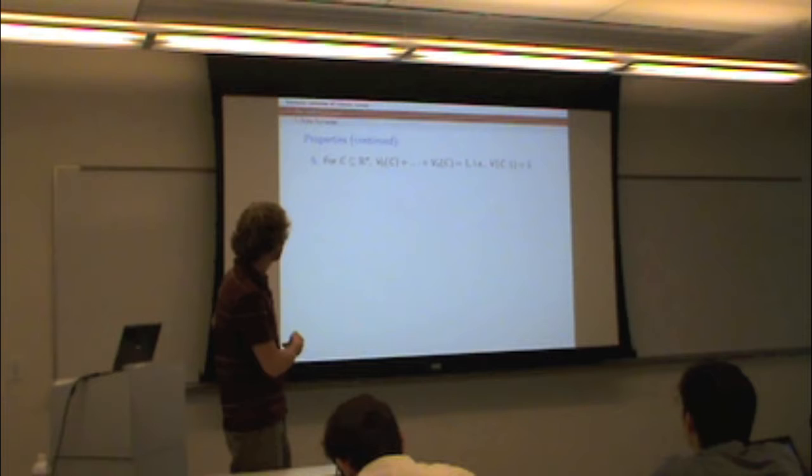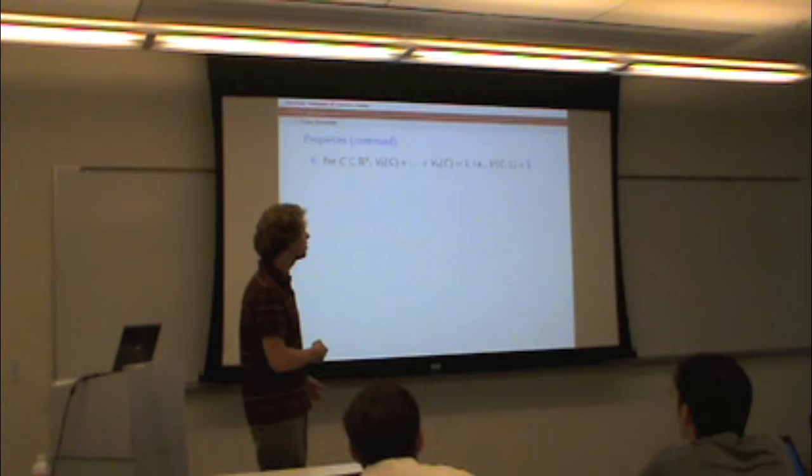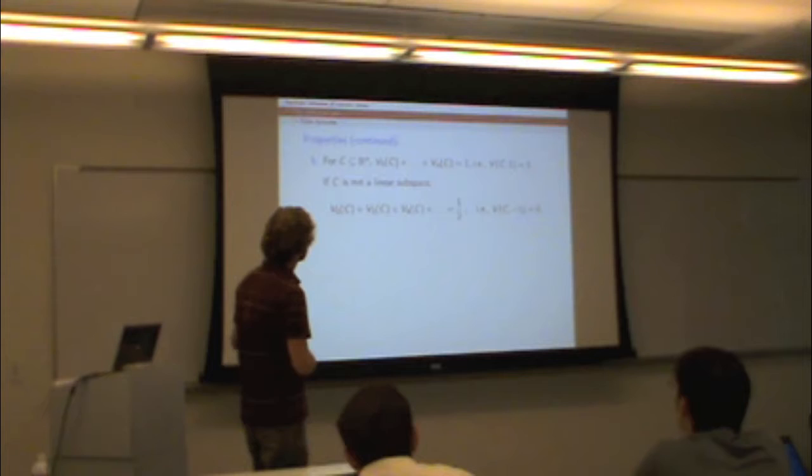As I said, the fact that they add up to 1 also extends now to the general case. And by the way, we can interpret this in terms of the volume polynomial by just evaluating that the volume polynomial is 1. This is a very non-trivial property, which is also true if C is not a linear subspace.